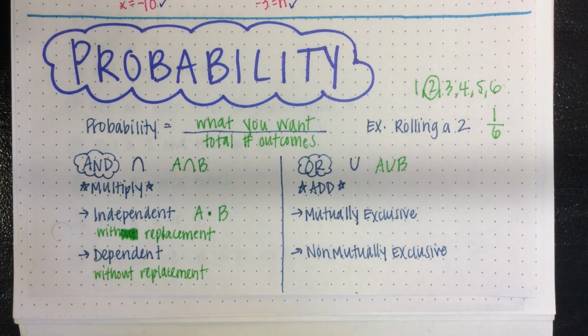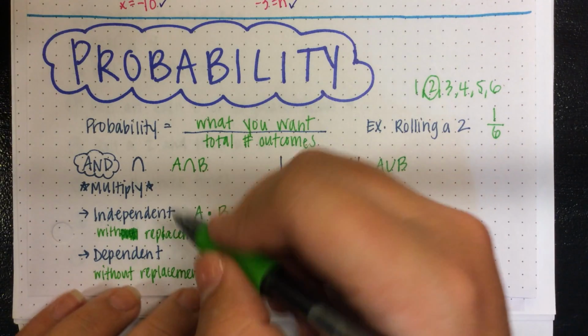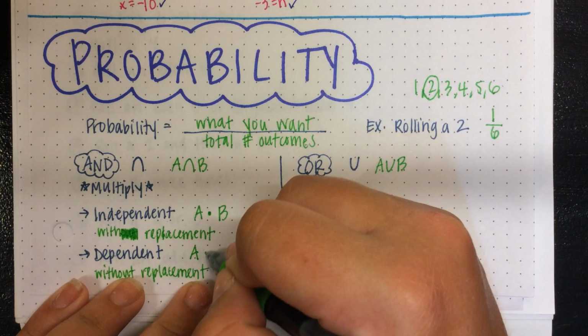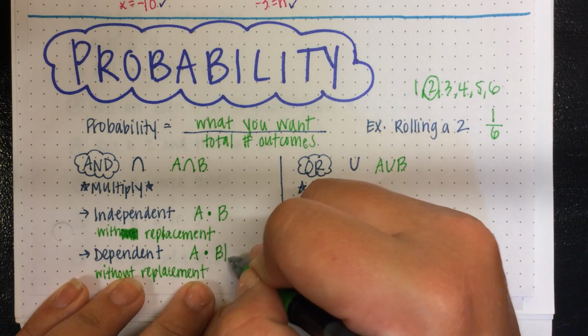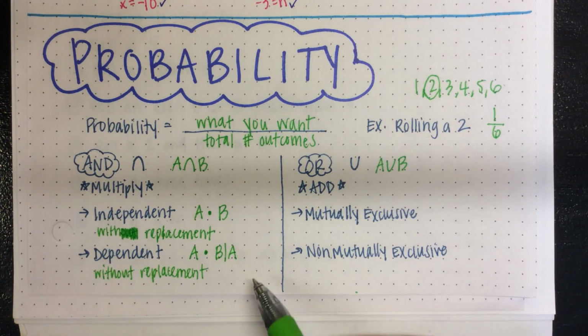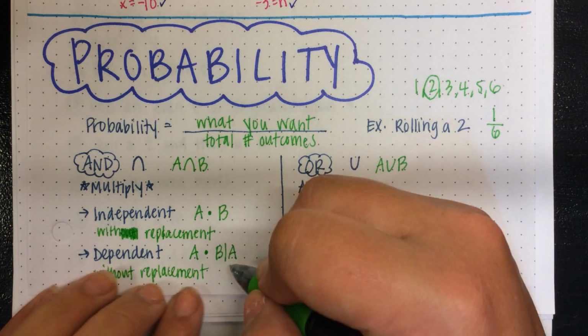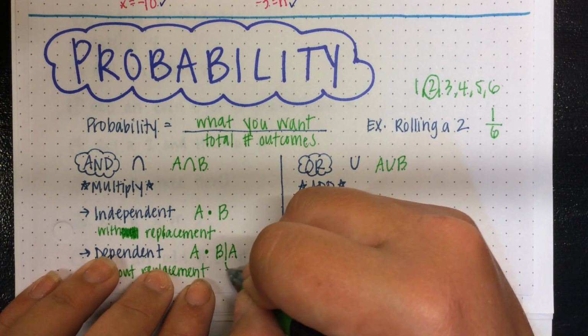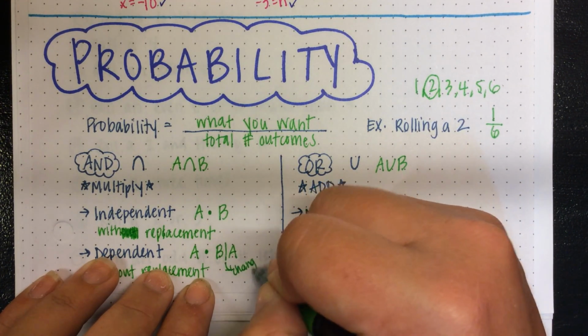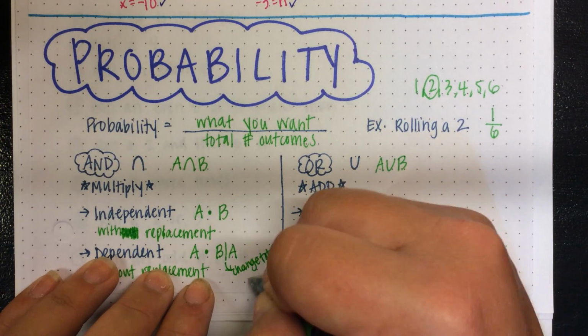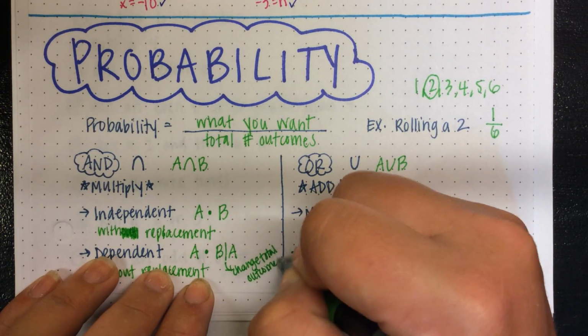If we have 52 cards in a deck and I draw out a card, let's say I draw out that king, I have 1 less card to choose from. That changes the probability for the next card that I draw. So what we do is take the first probability times the second one given that A happened. That's what that line there means. That means we're going to change the total outcomes for the second probability, for B.